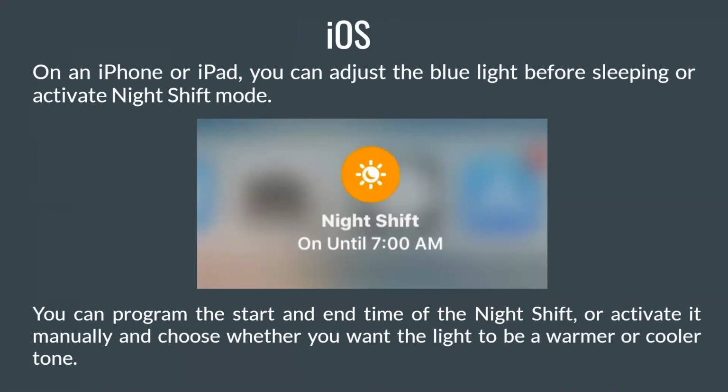iOS. On an iPhone or iPad, you can adjust the blue light by activating night shift mode. You can program the start and end time of the night shift or activate it manually and choose whether you want the light to be warmer or cooler in tone. And if you choose a warmer tone, it'll affect the colors that you see, but it'll block out more blue light.